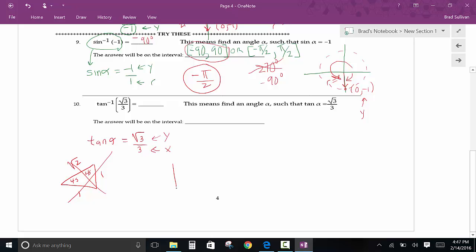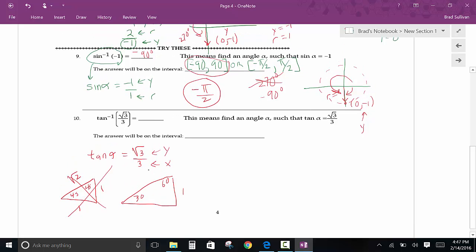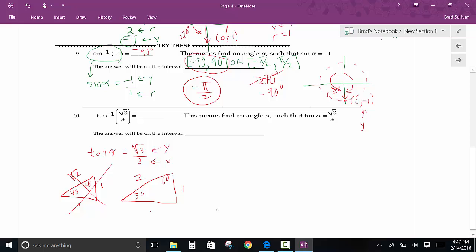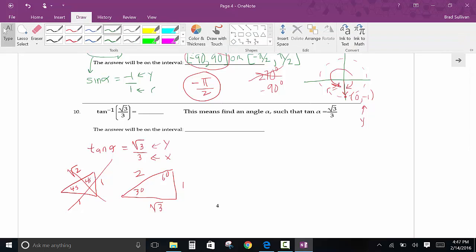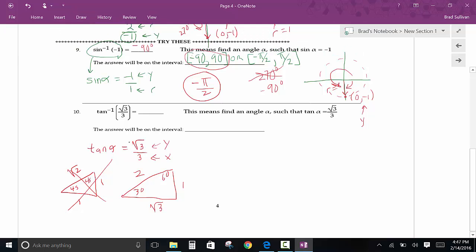Now if you look at the other triangle, a 30-60 right triangle, that basically goes like this. You've got 1, 2, square root of 3. So it looks like this is definitely going to go to this triangle because it's got a square root of 3 in it. But you also got to notice, I've got a square root of 3 in the triangle, but I have a 3 in the denominator. There is no 3 in this triangle.